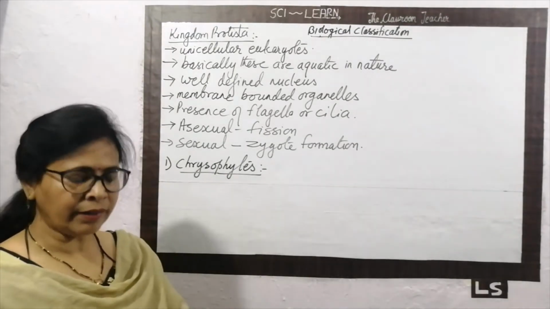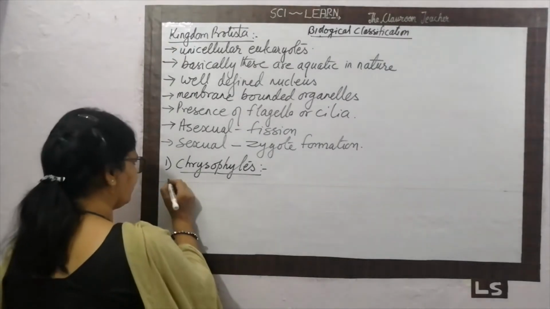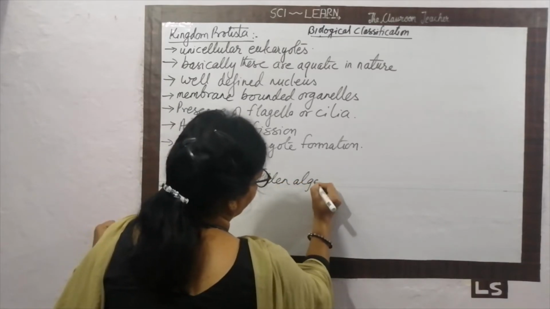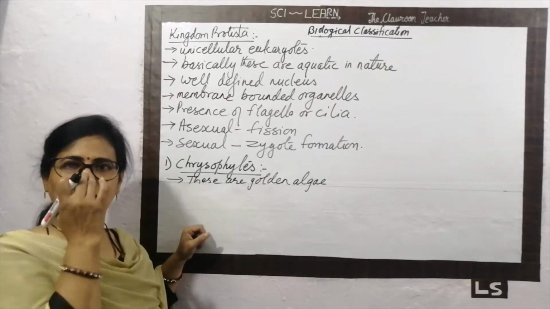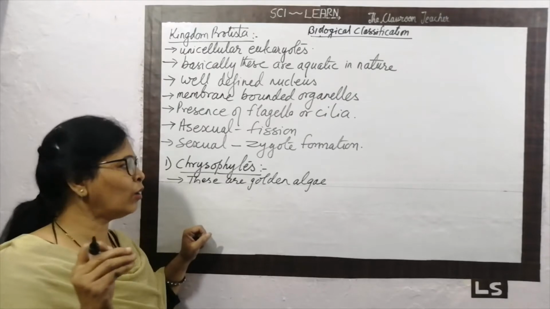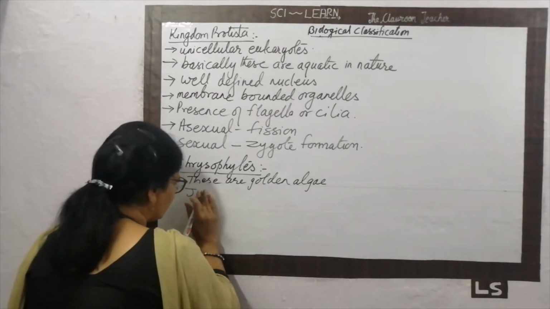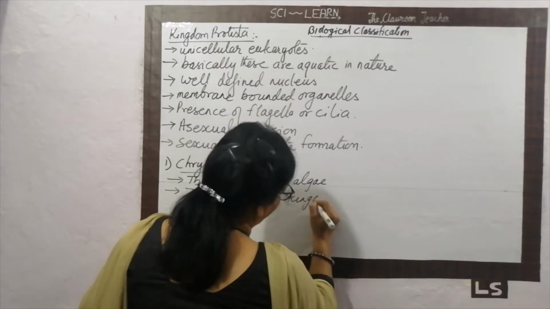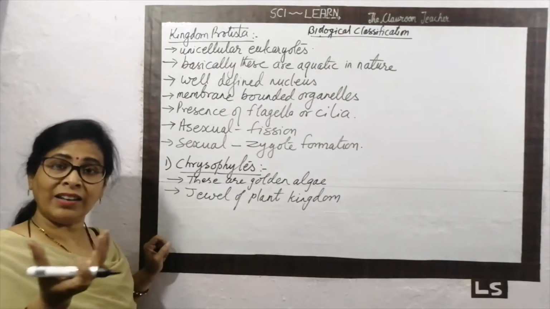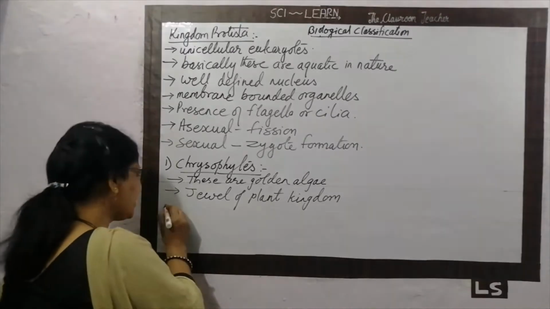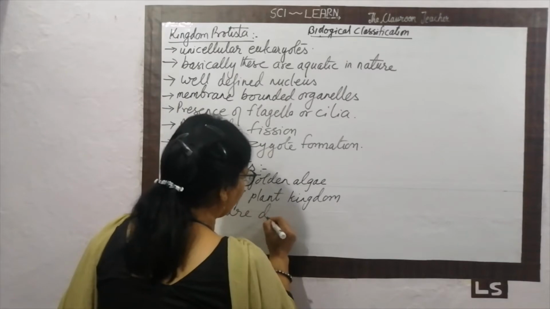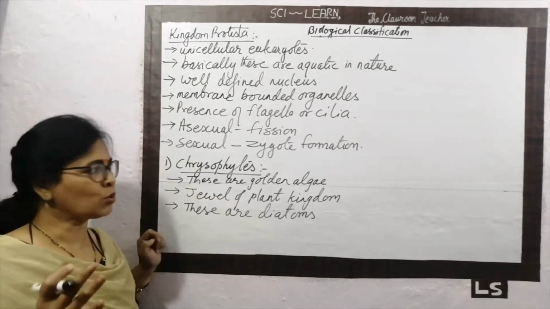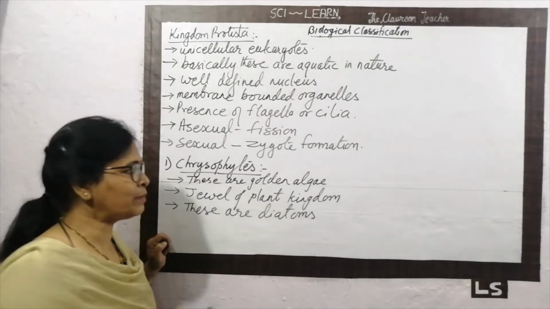Now, what is the peculiarity present in the Chrysophytes? They are actually the golden algae. Definitely their color is gold-like, so they are called golden algae. They are also called the jewel of the plant kingdom, because they are shiny substances. These are actually diatoms. This group is called the diatoms group because all the diatoms are present in this group. Golden algae are also called desmids.